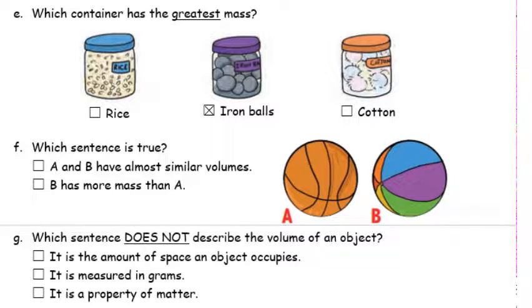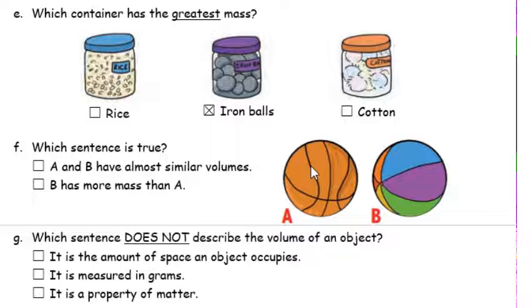Which sentence is true? Part F. We have two balls, a basketball and a beach ball. They both look the same. They are taking almost the same space. Okay? So, which sentence is true? A and B have almost similar volumes, or B has more mass than A? What do you think? This is clear.